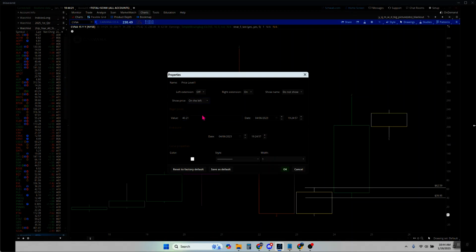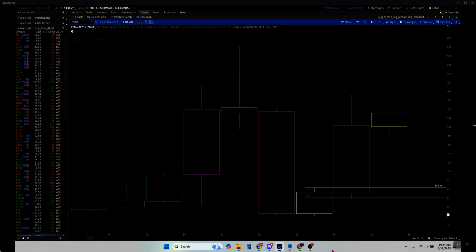Yeah, I agree. Let's look at this from a different angle. Do you guys see the 4021 there? What does that represent? It's the low of that candle, isn't it?